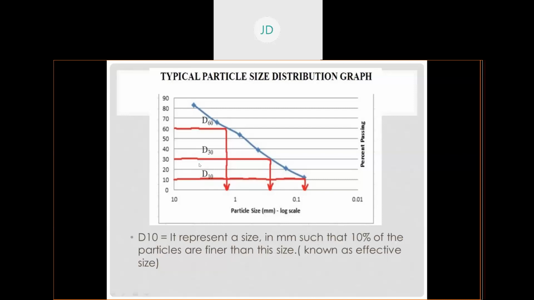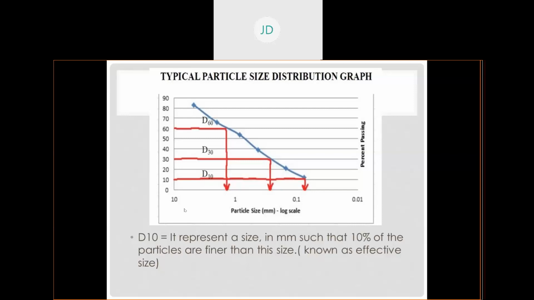Okay, now how to find out D10, D30, D60? I'll tell you now. Suppose this is a graph that has already appeared. To find out D60, first find that 60%. Take your pen to this point, 60%, then go horizontally up to the curve. Then go vertically downward to the x-axis and find the point where it touches the x-axis.